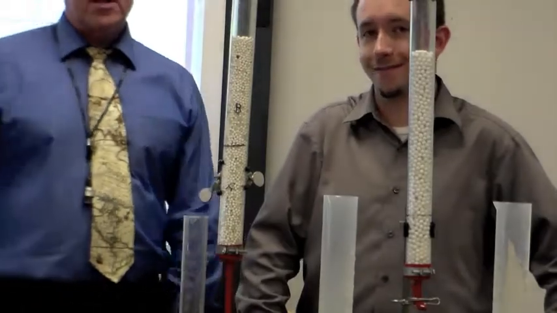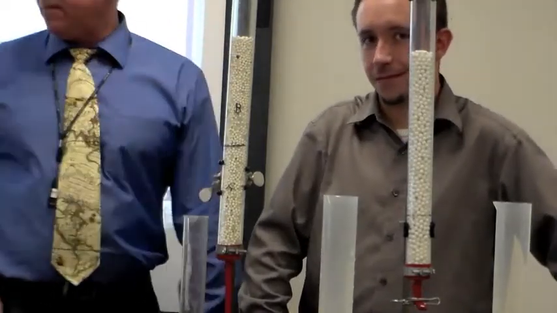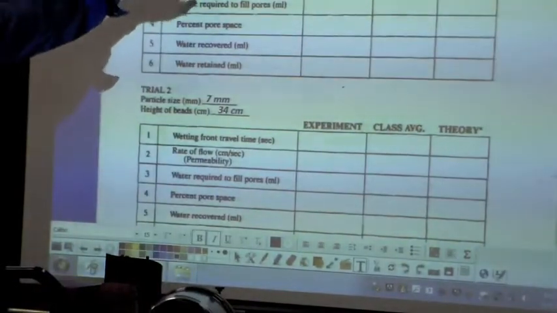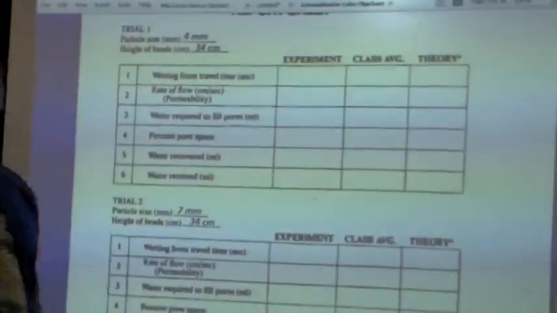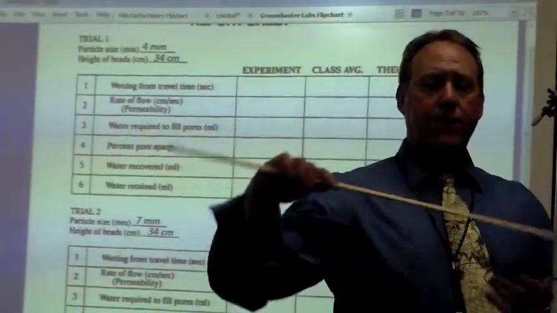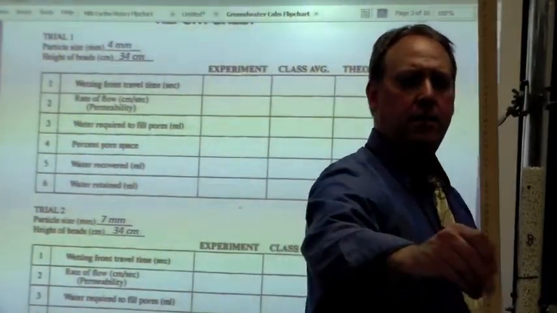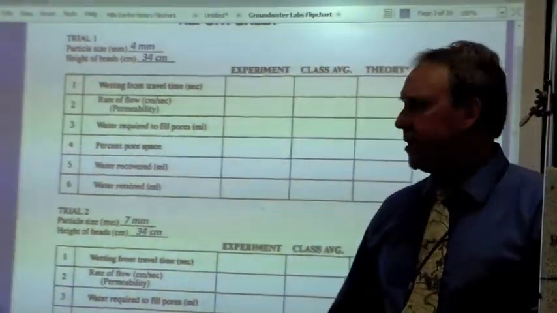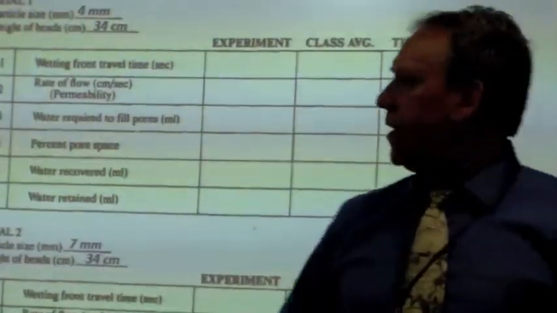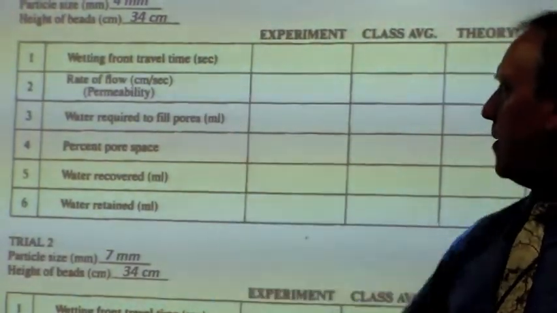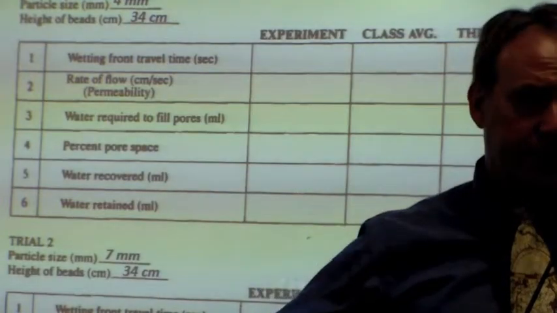So first, our smallest sized particle. The smallest bead is 4 millimeters. Trial 1, we've already measured the height of the beads. The height of the beads is exactly 34 centimeters high from top to bottom, and they're 4 millimeter beads. So the first thing we're going to figure out is the rate of flow. How much water flows through there, how quickly the water flows through there.